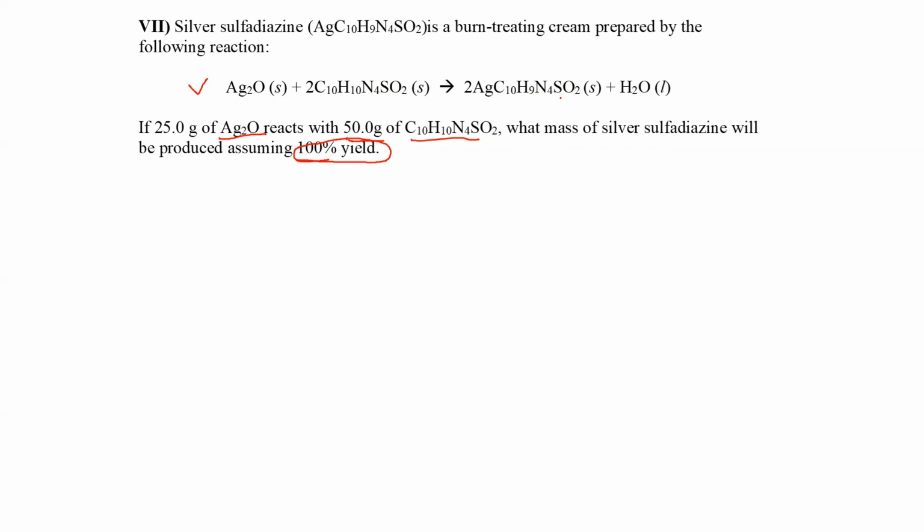Now what we need to do, we have 2 reactants. This one, we know the mass. This one, we know the mass. So we need to determine the limiting reactant. Excellent. So let's start with the molar masses.